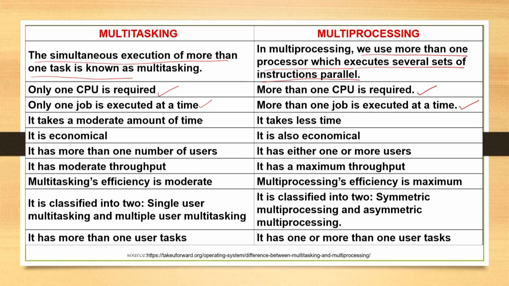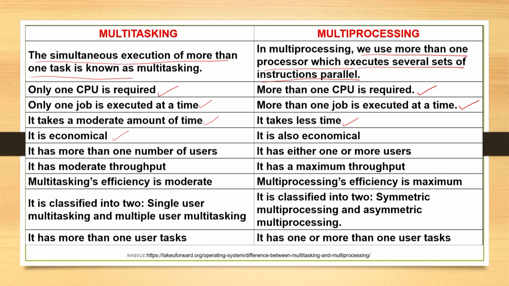Multitasking will take a moderate amount of time, whereas multiprocessing takes less time, because tasks can be divided into subtasks that can be executed in parallel by assigning them to the different number of processors present in the system.